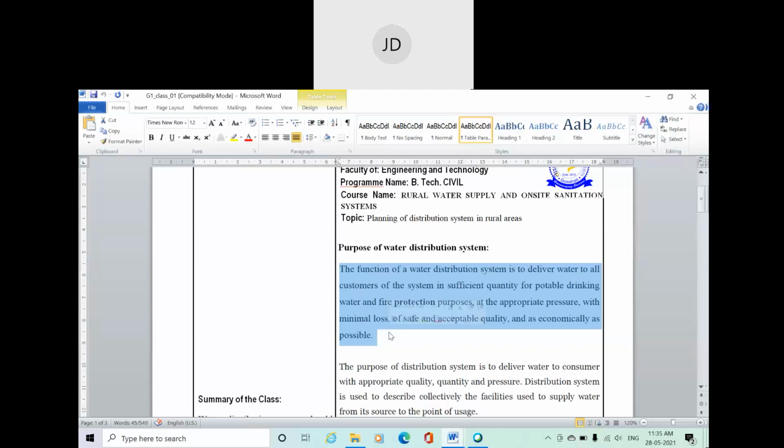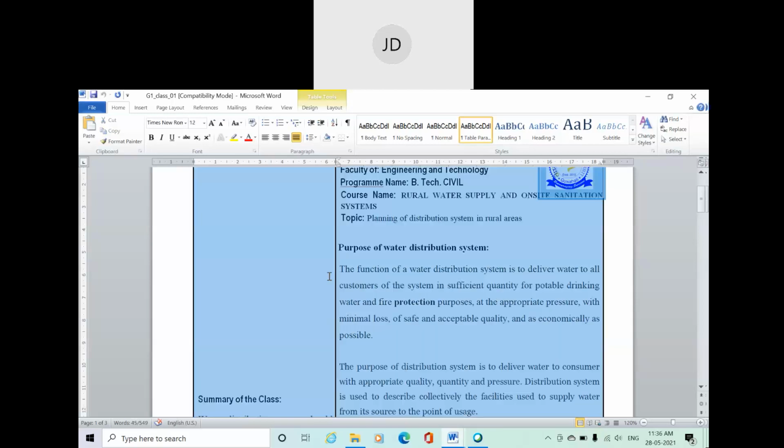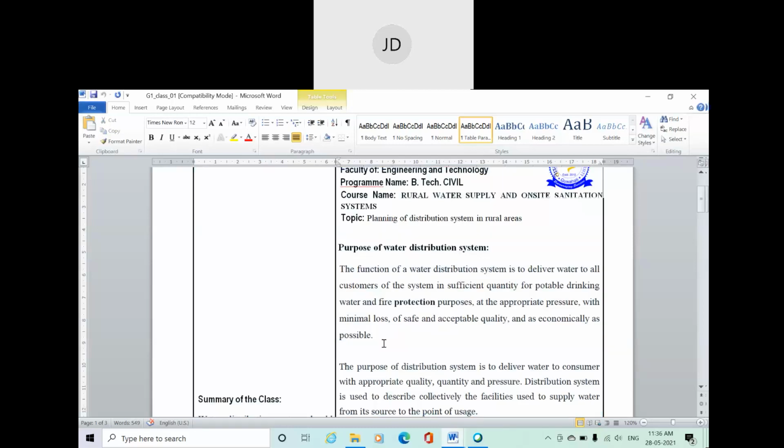And without harming the quality of the water, and without losing any water amount. That means, suppose 10 liters of water should be provided to every household, so it should not be lost. Of course, during the distribution period, there may be some loss. Not exactly, but somehow we have to maintain the amount also. And it will be providing appropriate pressure. That means the pressure of the supply water must be controlled and maintained. And the economical point of view is very important. That means the distribution system should also be such that it will minimize the cost, not raise the cost.